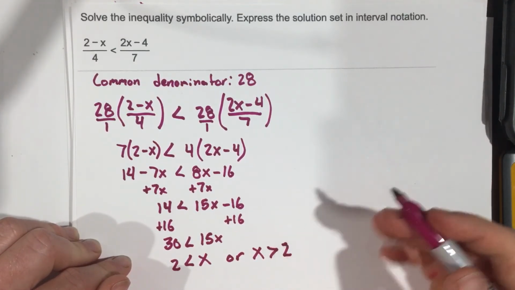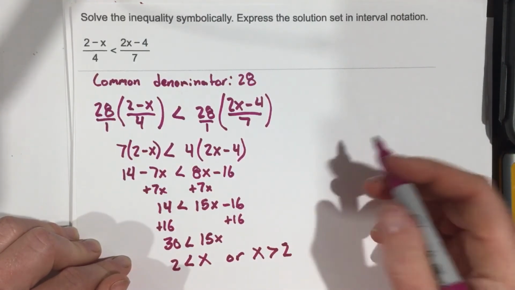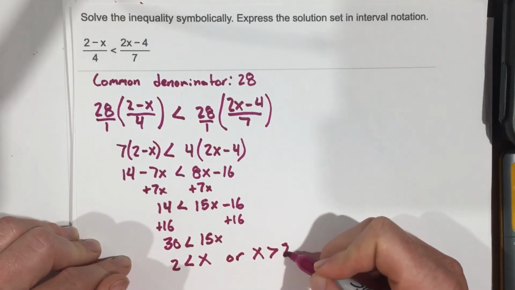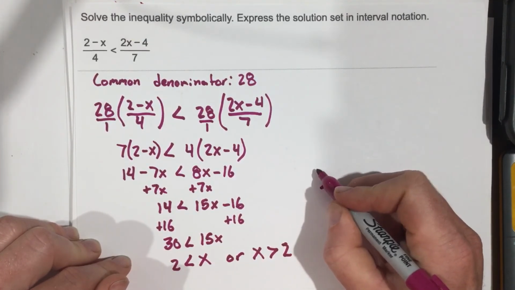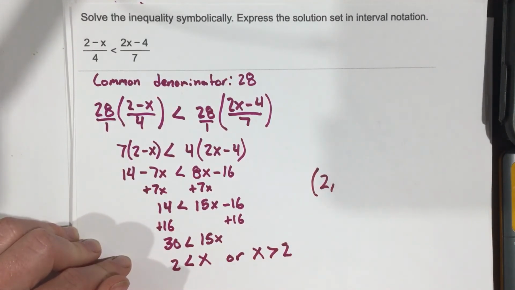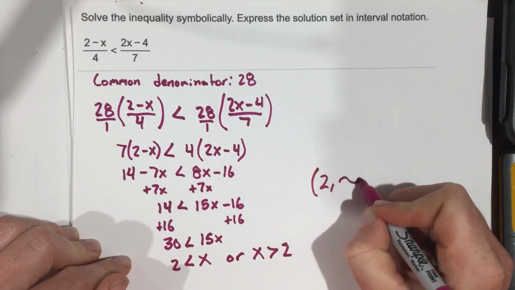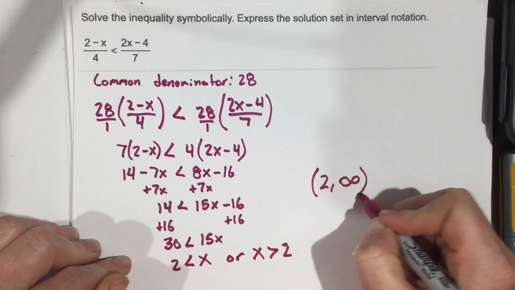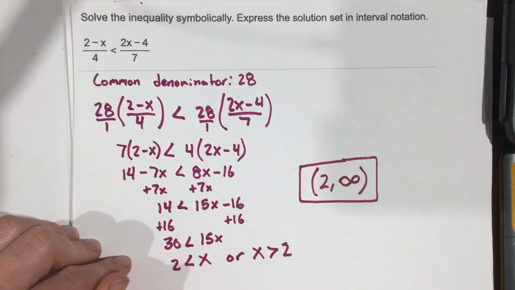Well, what's the largest number? There isn't one. It's infinity, right? We represent it with infinity. So the smallest number, though, is 2, but we can't actually have 2. We could be like 2.1 or 2.01. But 2 doesn't actually work in this problem, so we put a parenthesis there. We're going 2 all the way to infinity, but infinity is not a number, so we put a parenthesis there. (2, infinity) is the solution.